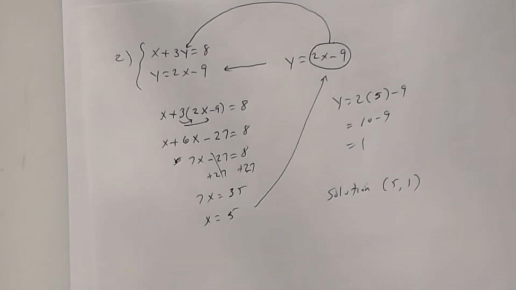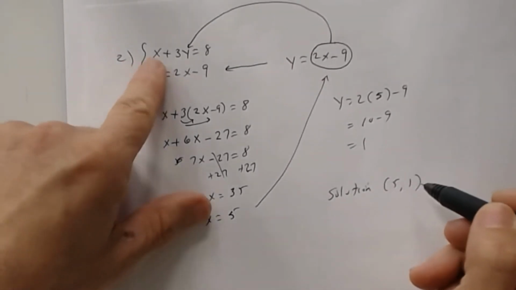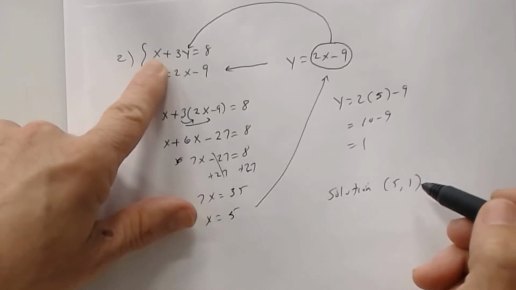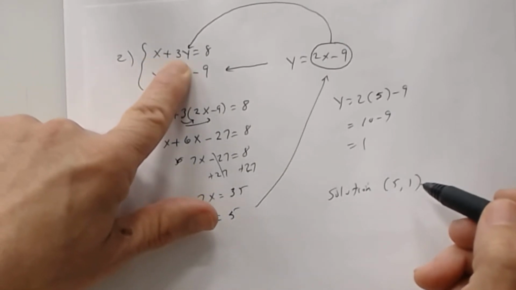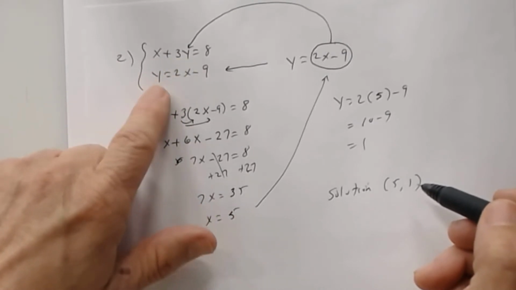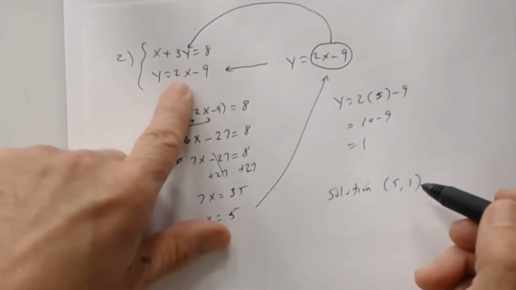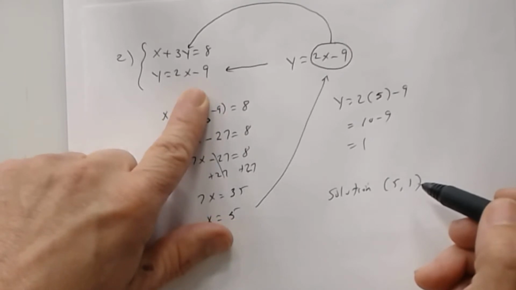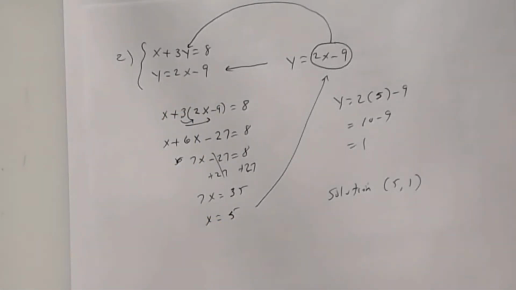And you can always check, because these are integers, so it's not that difficult to check them. Go back to both of them. They got to satisfy both of them, right? So here's my x, here's my y. So let's check. X is 5, y is 1. Is 5 plus 3 times 1 equal to 8? Yes. Is y, which is 1, equal to 2 times 5 minus 9? Yes. All right, so that's number 2.